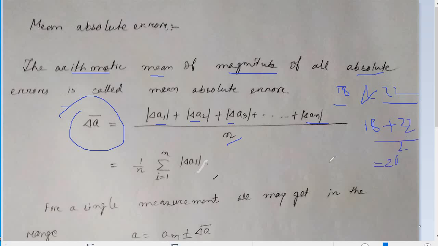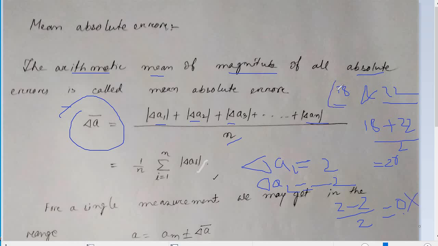For the first measurement, the absolute error is 20 minus 18, that is 2 centimeter, and for the second measurement, the absolute error is 20 minus 22, which is minus 2 centimeter. If we find the mean absolute error without taking the magnitude, that is, taking the sign also, then 2 minus 2 divided by 2 is 0. It cannot be 0 because the error is not actually 0 here.